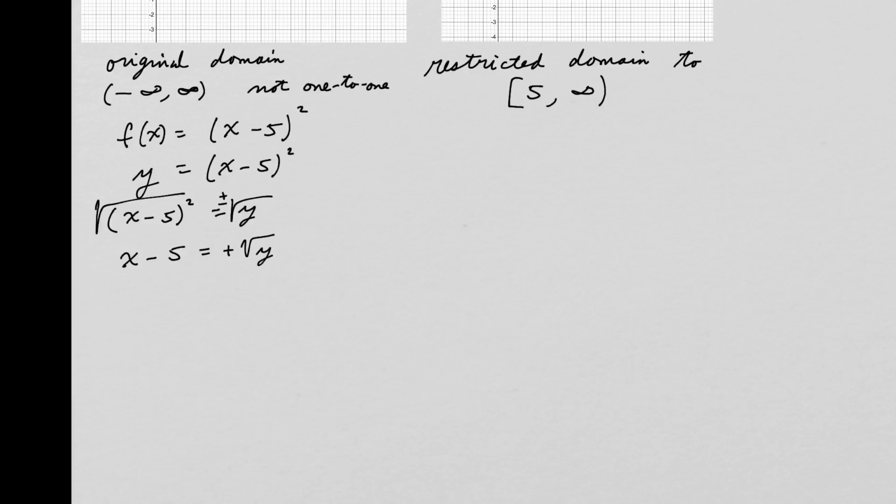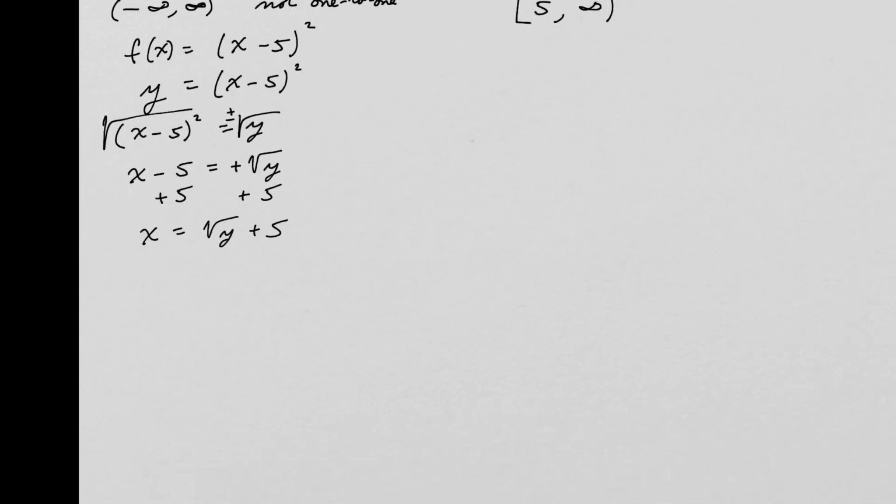Okay? Now I would add 5 to both sides. So I have x is equal to square root of y plus 5. And then remember, I switch variables. And now that new y is my inverse function.